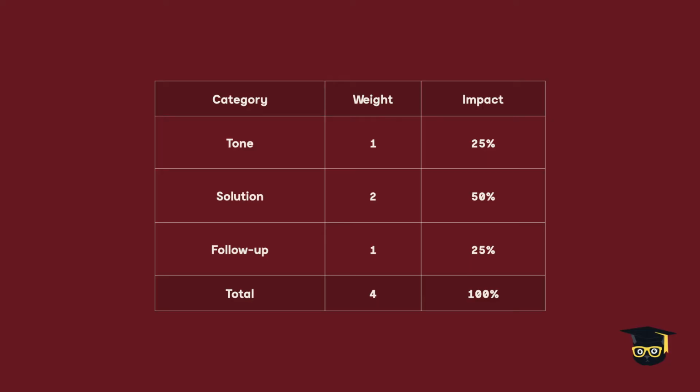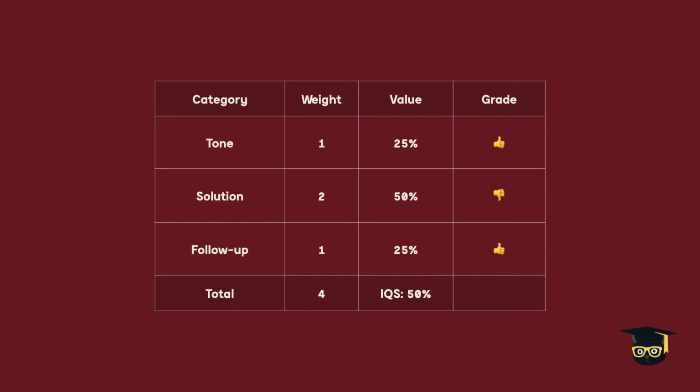If we increase the weight of one category, let's say solution, so that it has twice the weight than before, it will now contribute to 50% of the total ticket score. We can see this by grading tone and follow-up as good and solution as bad. The overall IQS will be 50%.